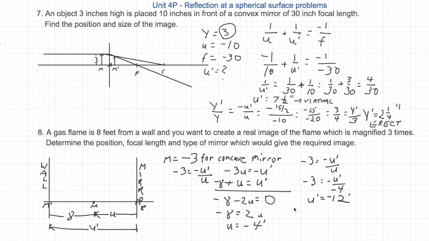So now they ask for the focal length of the mirror. We have to plug in our values of U and U prime to get F. So we have -3/12 minus 1/12 equals -4/12, which equals -1/3. That equals -1/F. So F equals 3 feet. That's the focal length.